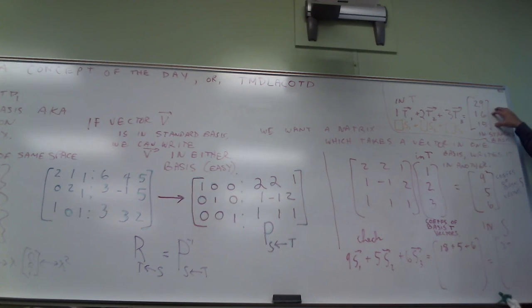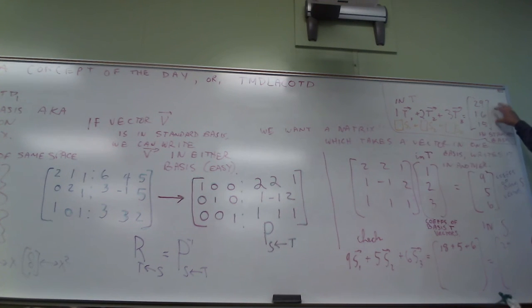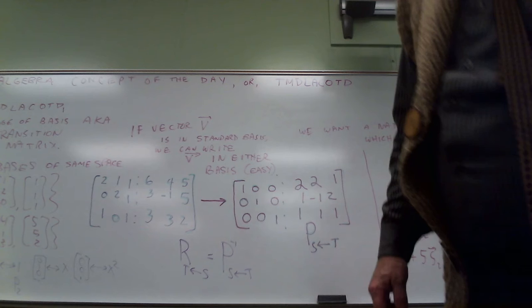In this space, the coordinates are 29, 16, 15. So this space is different from this space, but it's the same location. I'd like to find the numbers that give me the same vector here, but in terms of S. And here's how you find it. It's actually not tough. Here's what you do.